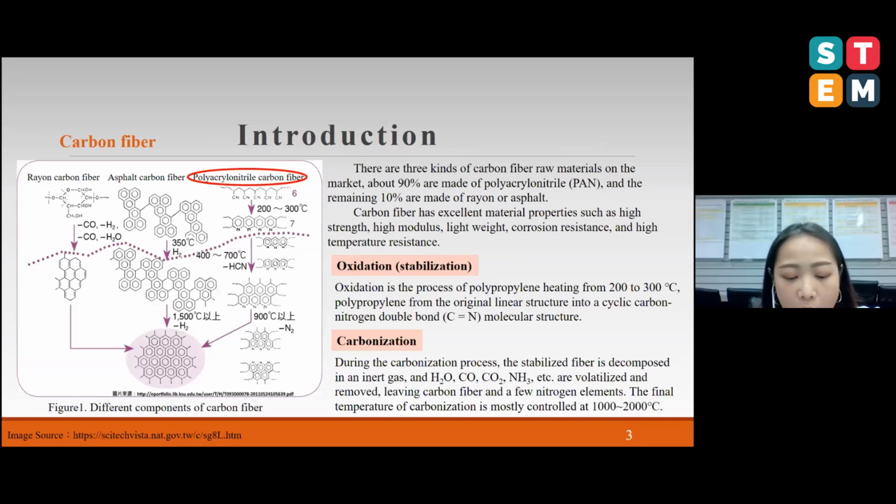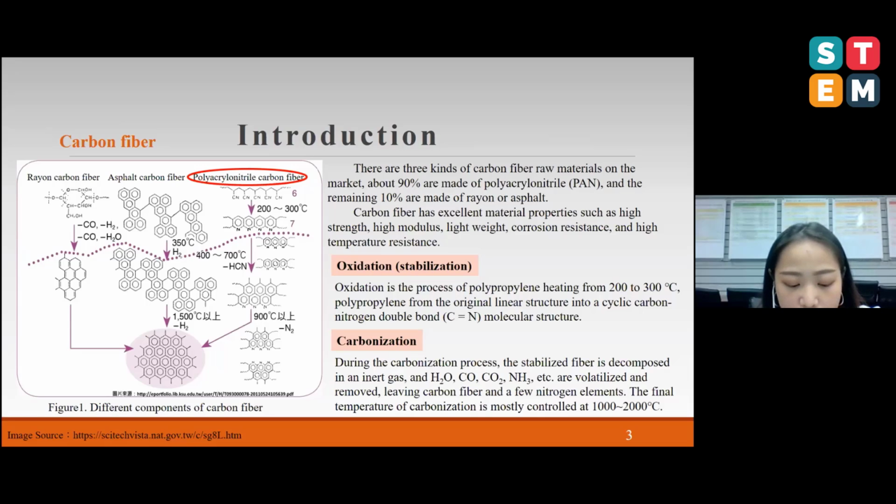First, let's talk about carbon fiber. There are three kinds of carbon fiber raw materials on the market. About 90% are made of polyacrylonitrile, which means PAN. And the remaining 10% are made of rayon or asphalt. Carbon fiber has excellent material properties, such as high strength, high modulus, lightweight, corrosion resistance, and high temperature resistance.